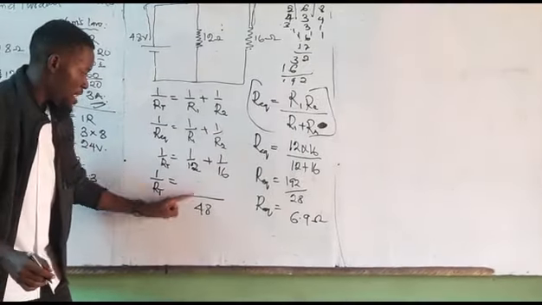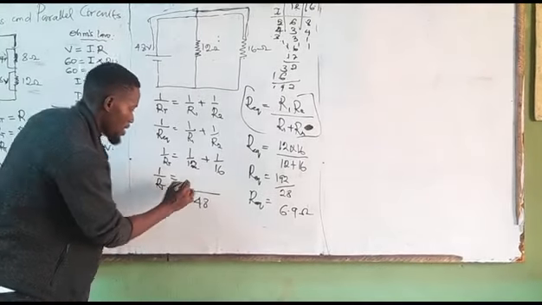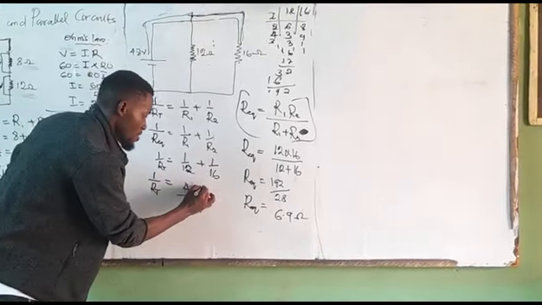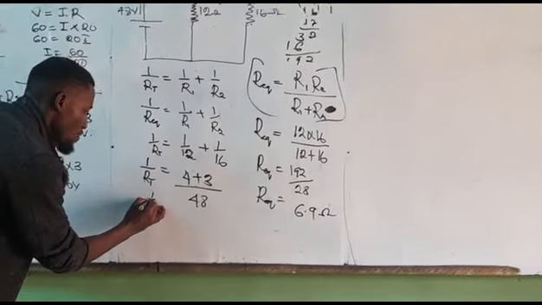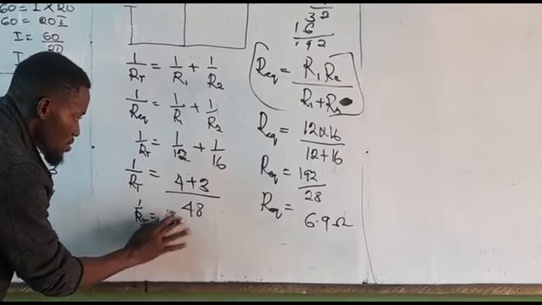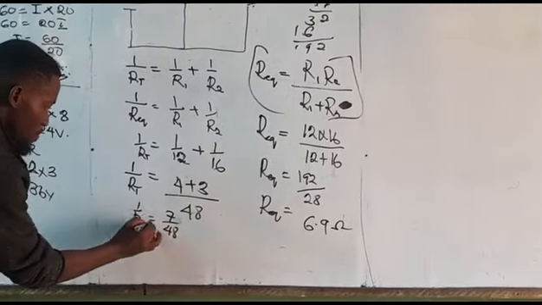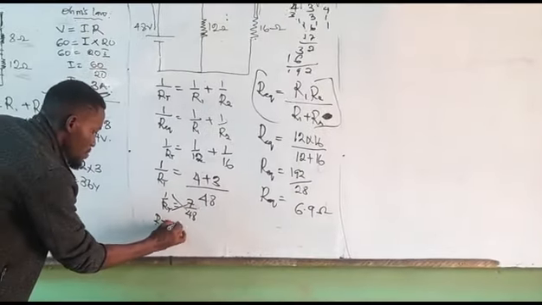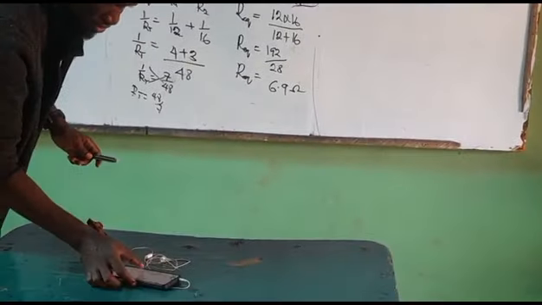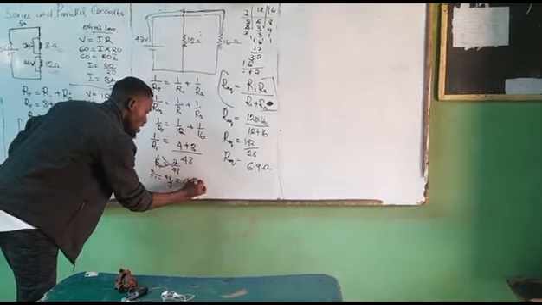So we have 48 divided by 12, that will give us 4. 4 times 1, that will be 4. Plus 48 divided by 16, 3 times 1, we have 3. So we have 1 over RT equals to 7 over 48. So if we cross multiply, we have our RT equals to 48 over 7. So what will this give us? 48 by 7, that should still be the same thing, 6.9 ohms.